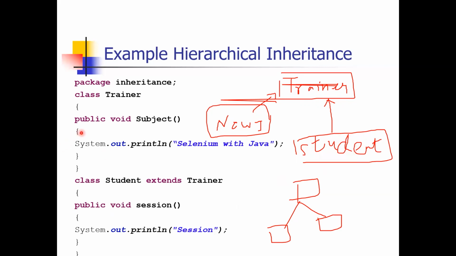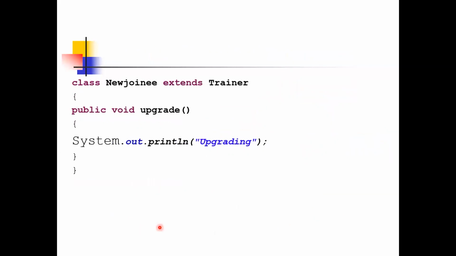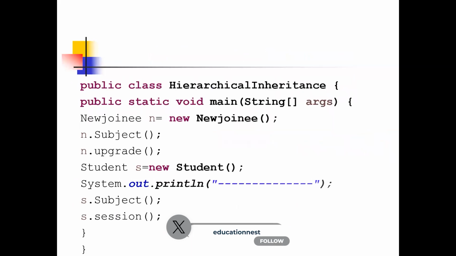Okay, see. This is the trainer class, and this is the method created inside the trainer class. Then the student class extends the trainer class, and here the method session is created. The new joinee class extends trainer, and the method upgrade is created in the class. Public means publicly visible.